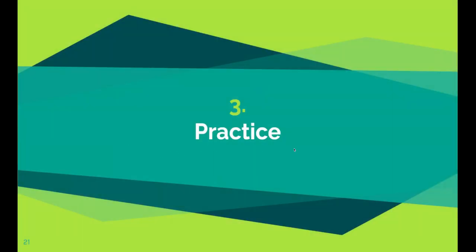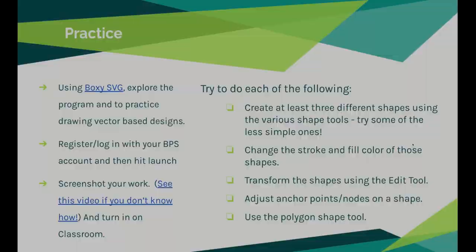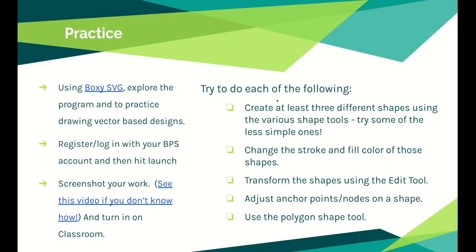So what you're going to do next is practice working with Boxy by following this video. Make sure you watch it, and I show you how to go around, where some of the basic tools are to get started. And then after you watch that video, I want you to try to do each of these following things. You're going to create at least 3 different shapes using various shape tools. Try to use some of the more complex ones, not just the simple ones.